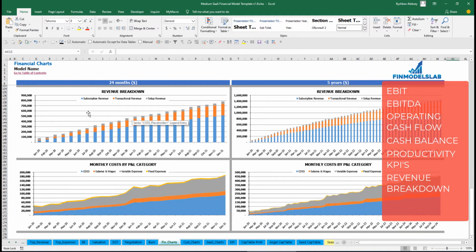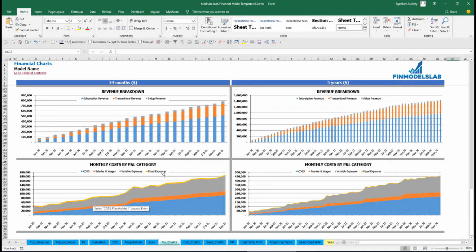And the next chart will show you the revenue breakdown by revenue type, which is subscription revenue, transactional revenue, and setup revenue. On the final chart in this sheet you may see the monthly costs broken down by cost of services sold, salaries and wages, variable expenses, and fixed expenses.